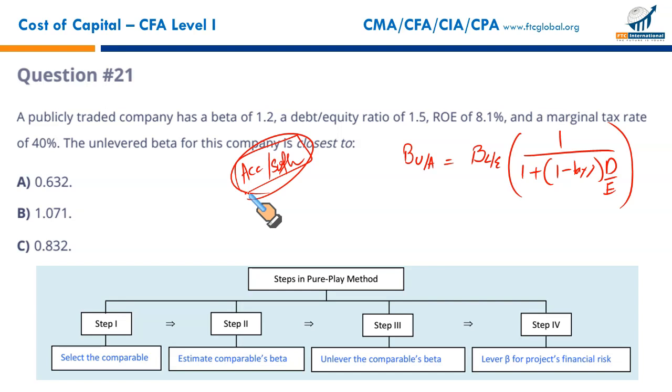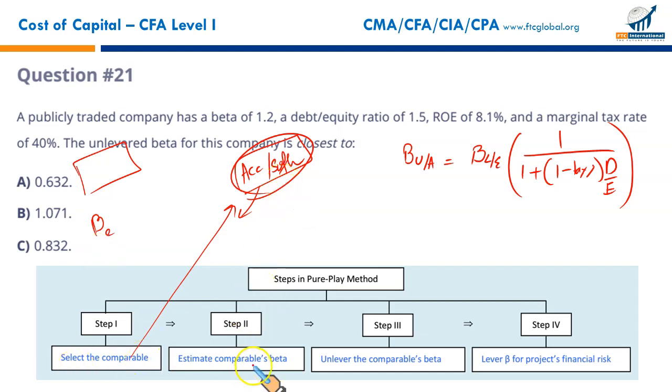Now, I need to invest in a project that is similar to this software development. My current equity beta is different. What I will have to do is take the beta of this firm and use it as a basis. I will select this as a comparable base because I will use this company's beta and unlever it and use it for my computation to calculate the specific beta for the project related to software development. So the first step is to select the comparable. I have the software development company.